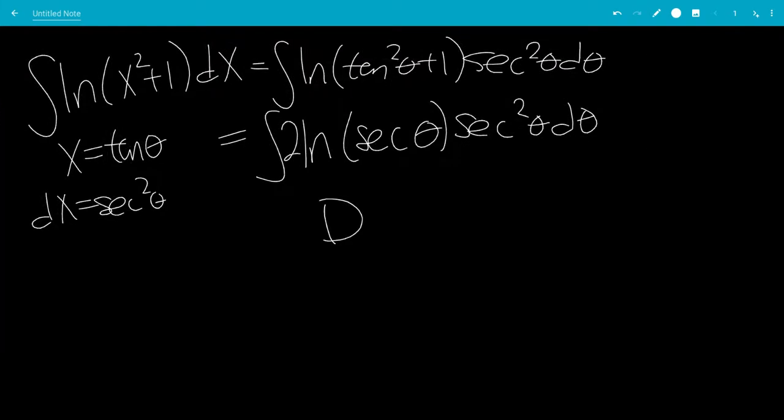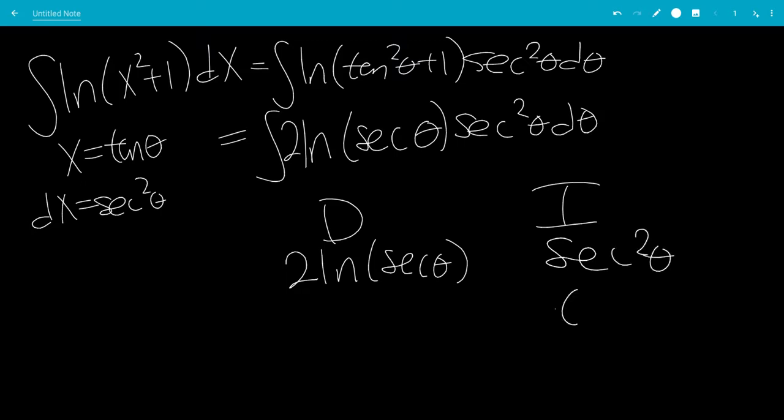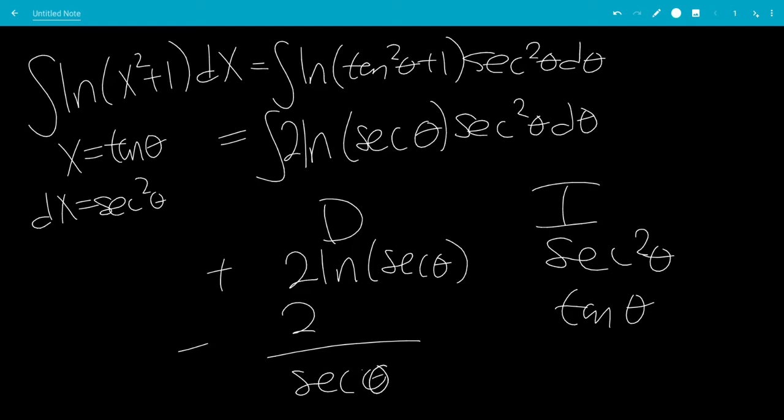So now we're going to do the DI method, or integration by parts. We're going to differentiate 2 ln of secant theta. When we integrate secant squared theta, we'll get tangent theta. Do plus minus. The derivative of 2 ln of secant theta is 2 over secant theta times the derivative, which is secant theta tangent theta. So that will cancel. It'll just be minus 2, or just 2 tangent theta.